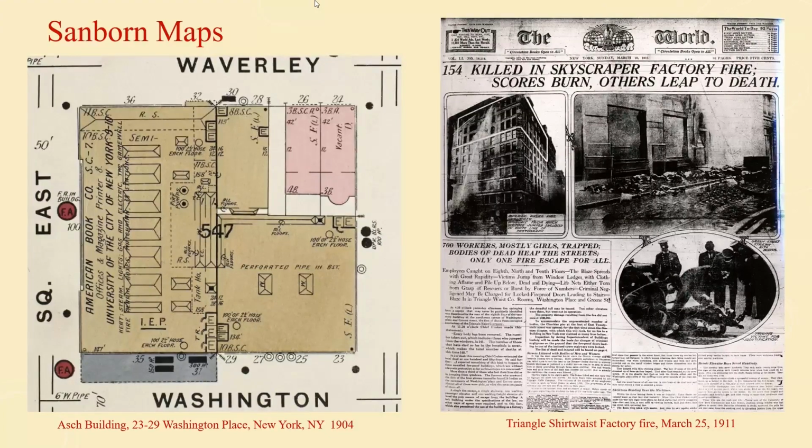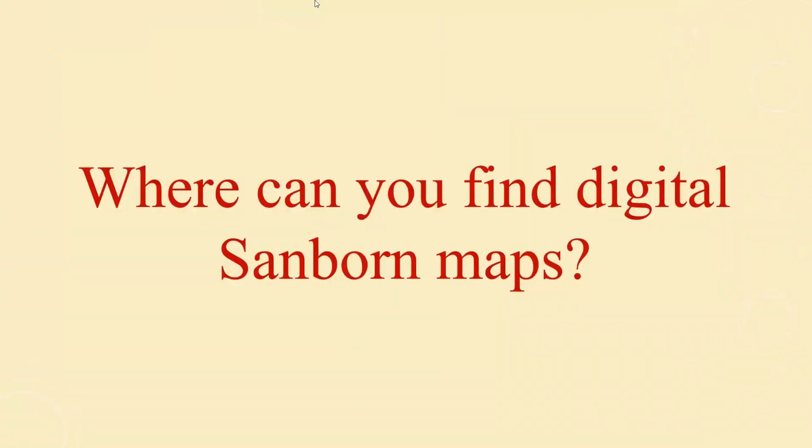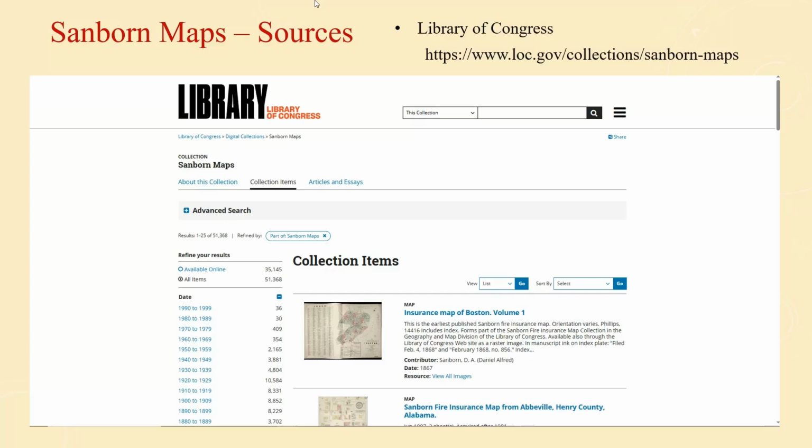All right, I'm going to conclude this with some discussion on where you can find these maps online or in other places. And the best source where you can find these maps is the Library of Congress. There's a link to the website on the right. It's also shown here. If you go there, you'll get a page like this.